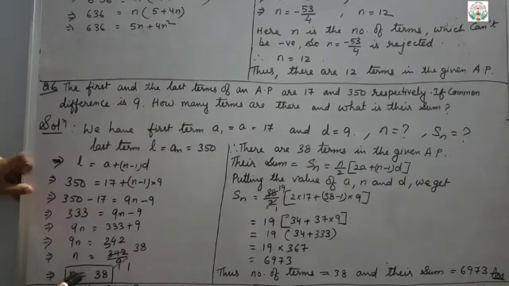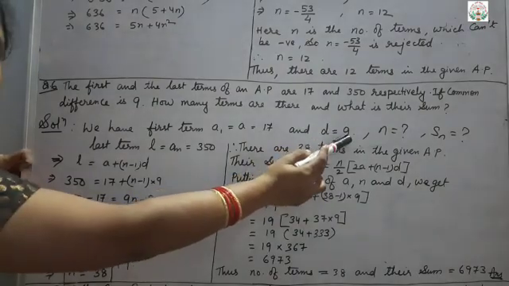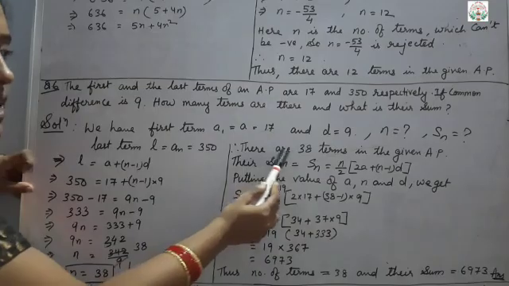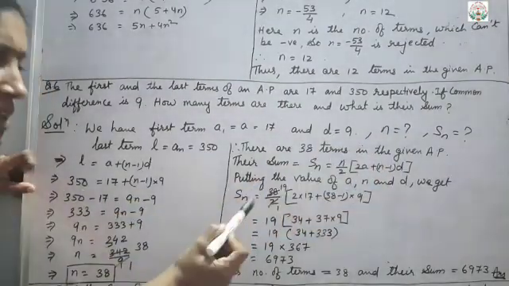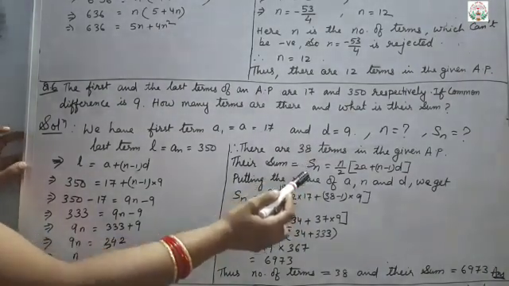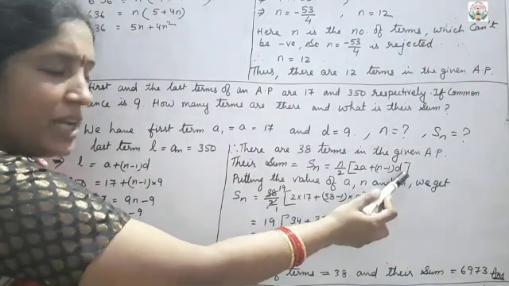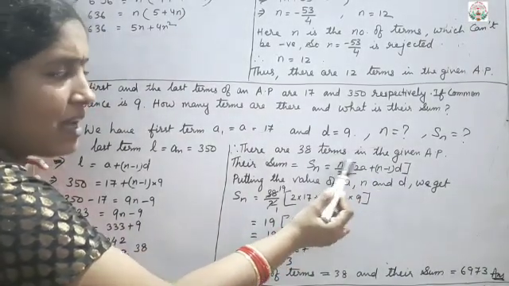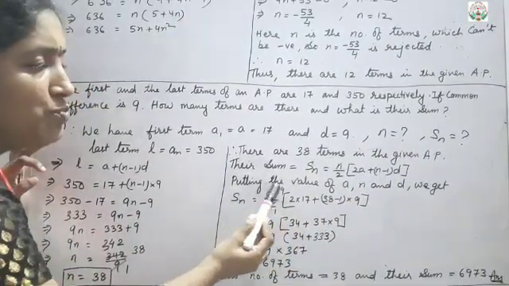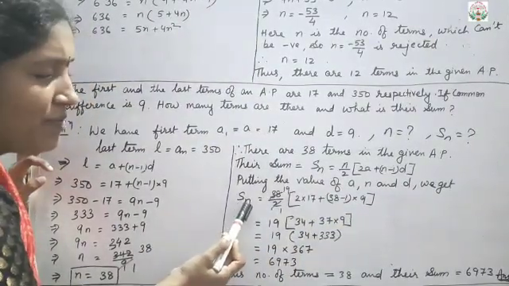So n is known to us, A is known to us, D is known to us. Can we find the sum of n terms? Now there are 38 terms in the given AP. Now their sum will be Sn equals to, the formula of sum of n terms we know, n upon 2 into 2a plus n minus 1 into d. Now here we will put the values of n, a and d, and we will get Sn.